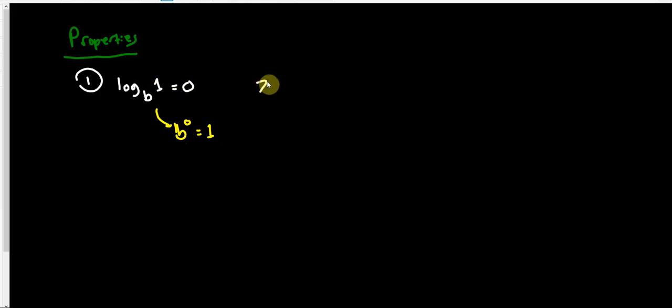Okay, so next property. The next property says if you take a logarithm and you have a base, and then you have the same input as the base, and you have some value up here. It doesn't matter. Let's just say 7. Whatever the exponent on this input is, that's going to be your answer. Now, why would that be the case?